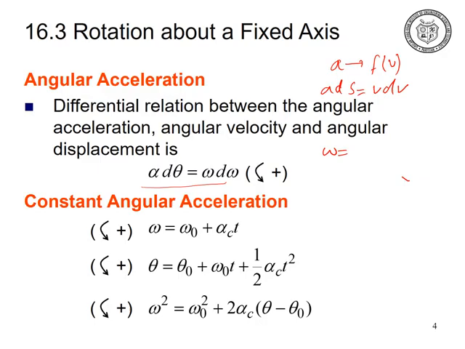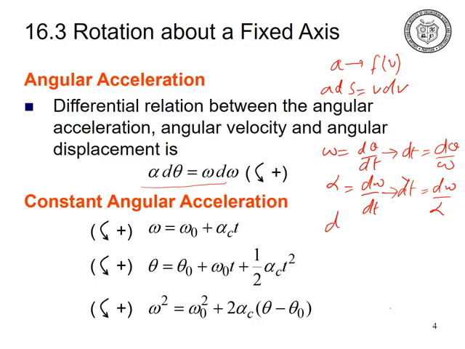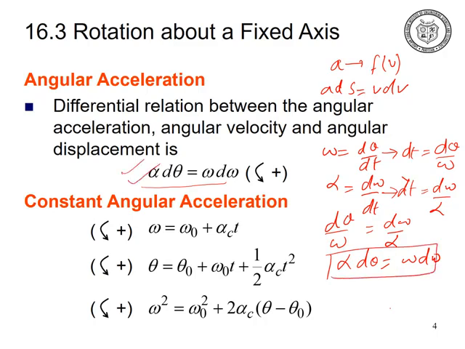As omega is equal to d theta by dt and alpha equal to d omega by dt. In the first equation, write the equation in terms of dt. So this equation becomes dt equal to d theta by omega. Again write the second equation in terms of dt, so dt equal to d omega by alpha. Equate the two equations: d theta by omega equal to d omega over alpha. So this becomes alpha d theta equal to omega d omega. In this way this relationship is derived.